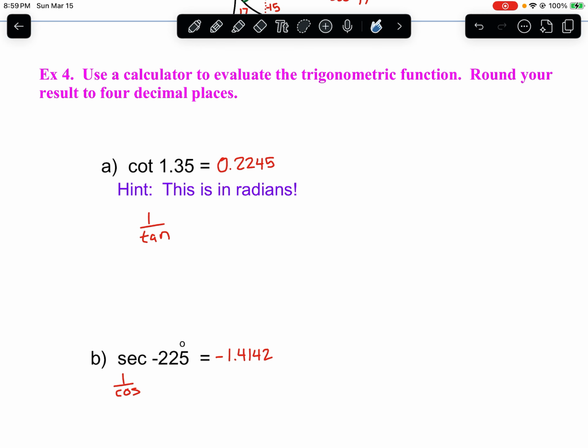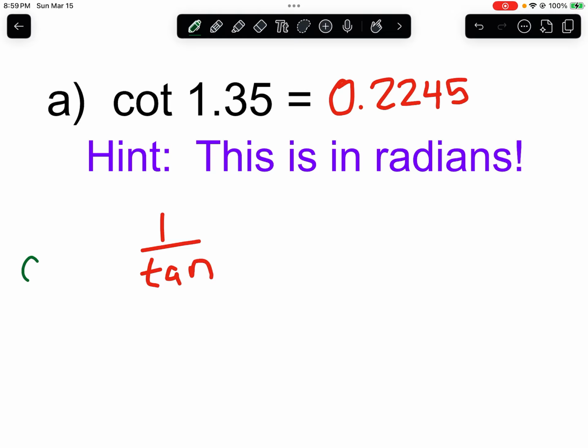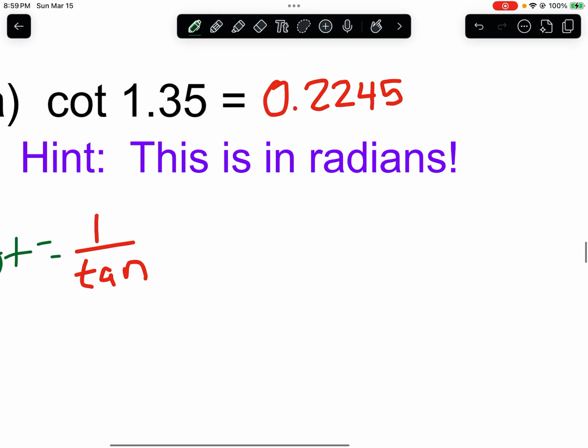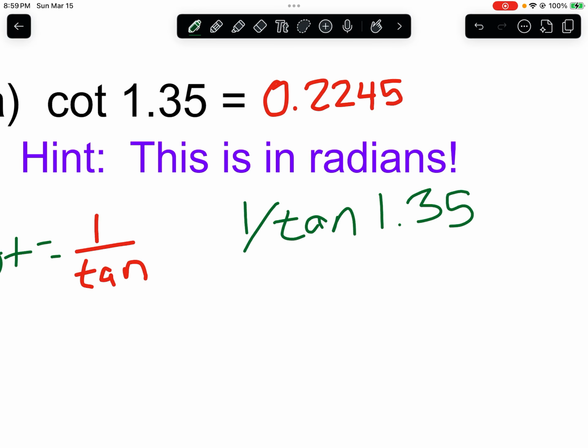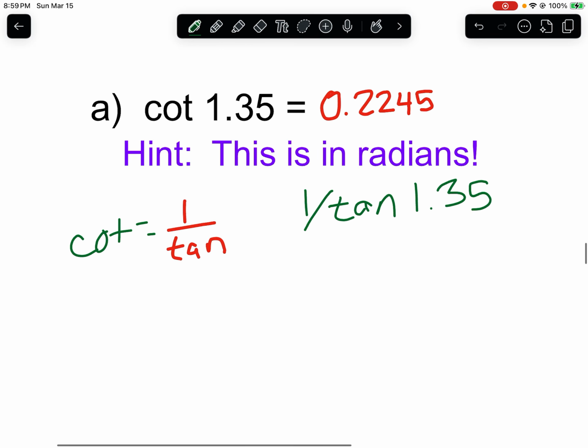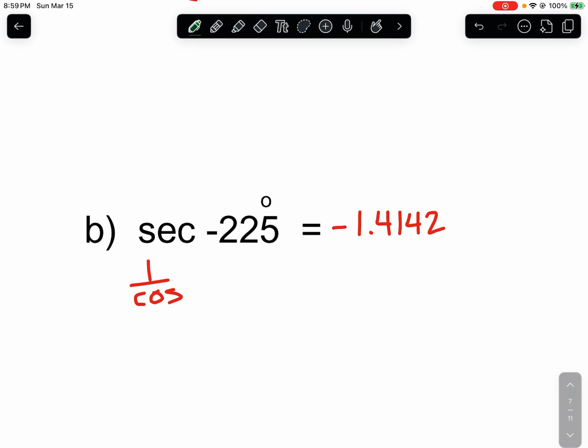So I know we did some things like this a little bit earlier in a lesson. Say with cotangent of 1.35, we're just trying to use our calculator to evaluate these things, and it says round to 4 decimal places. I just wanted to mention that with the cotangent, the secant, and the cosecant, you have to be a little more careful with plugging in, because cotangent is equal to 1 over tangent. So you'd want to type in 1 divided by tangent of 1.35, and that should get us 0.2245.